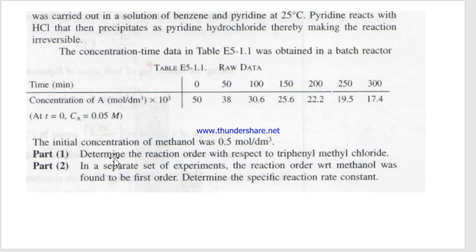So the questions are: 1, determine the reaction order with respect to triphenyl, and 2, in a separate experiment, the reaction order with respect to methanol was found to be first order. Determine the specific rate constant. Simply, the reaction looks like this: A plus B to C plus D. So the first point is to determine the reaction order with respect to triphenyl, and the second one is to determine the specific rate constant for all of them.